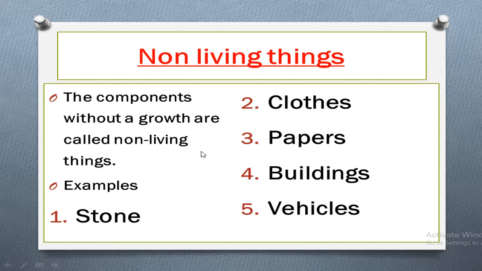Right. Now we have learned what is meant by non-living things. Non-living things mean the components without a growth are called non-living things. The examples for the non-living things are stone, clothes, papers, buildings, and vehicles.